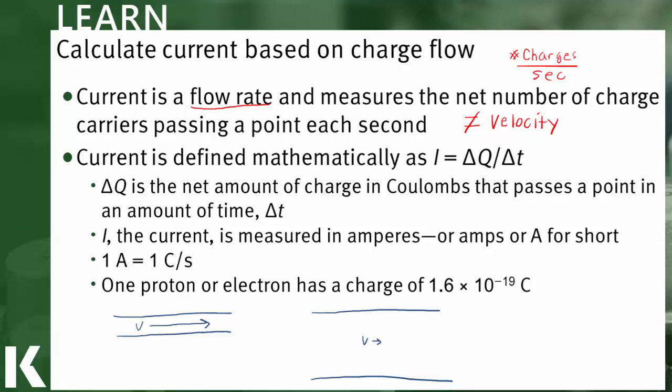And that's a lot of charge because one proton or one electron has a charge of 1.6 times 10 to the minus 19 coulombs. So it's going to take a heck of a lot of electrons flowing past a point to get 1 amp of current. Let's put this into practice with some calculation questions.